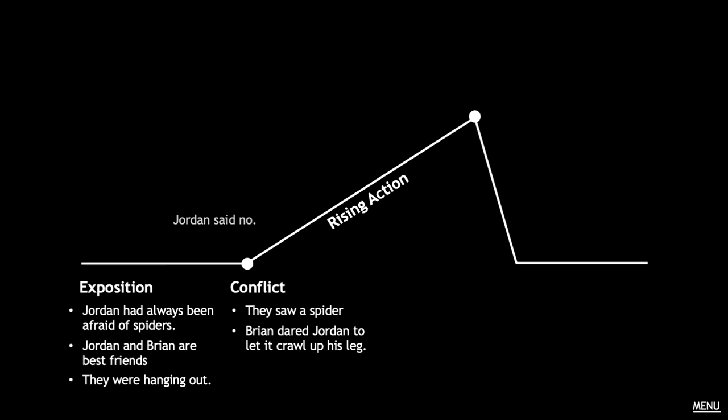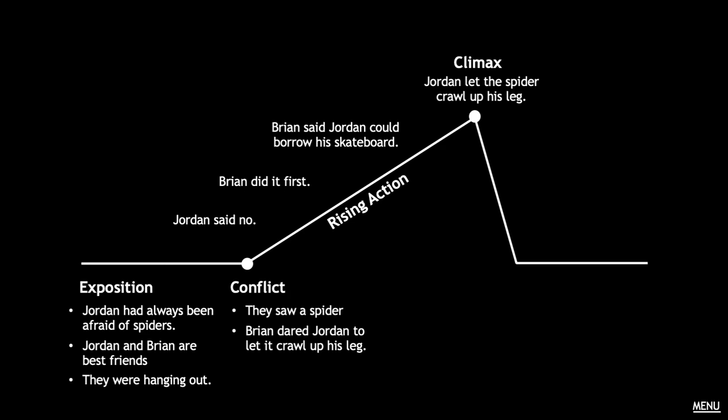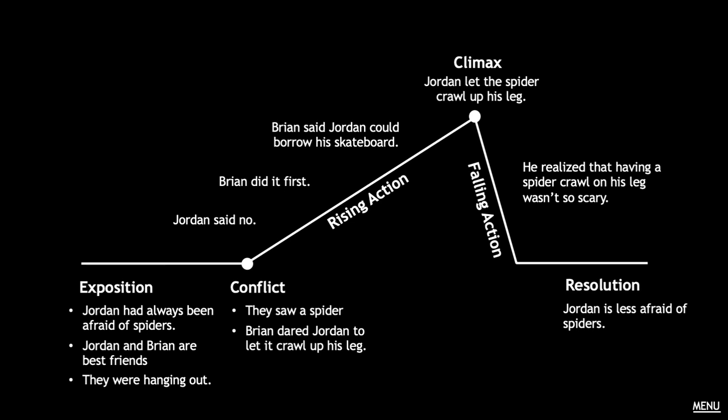So first, Jordan said no. Next, Brian let the spider crawl up his leg to show Jordan that it wasn't so scary. And then finally, Brian told Jordan he could borrow his skateboard for a week if Jordan would do it. Finally, Jordan let the spider crawl up his leg. So this would be the climax, the most exciting part of the story. After that, we get the falling action. Jordan realizes that having a spider crawl on his leg wasn't actually so scary. The resolution comes after this, and this is when Jordan is now less afraid of spiders after the event.